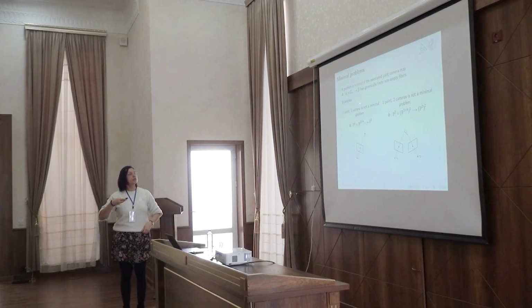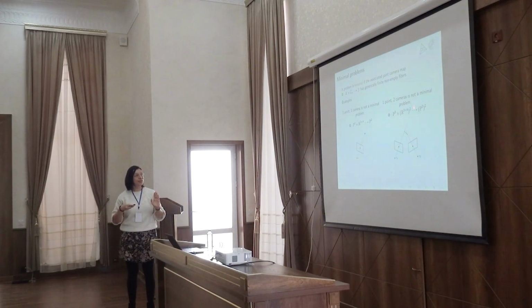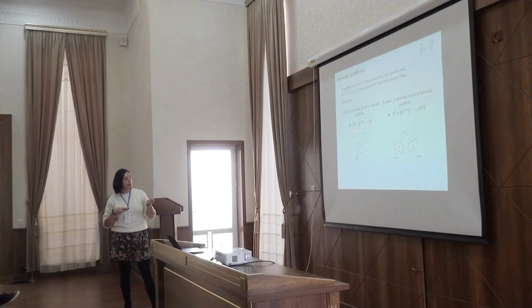Right, so a minimal problem is a setup where this map has generically finite non-empty fibers. Okay? So I'm going to show you two examples of problems that are not minimal, so we understand what being minimal is. The first problem is I'm just observing one point with one camera, right? So observing one point with one camera means that my map goes from P3 times matrices of size 3 by 4, just one matrix, right? And it lands in P2. So I'm supposed to compute the pre-image of this map.